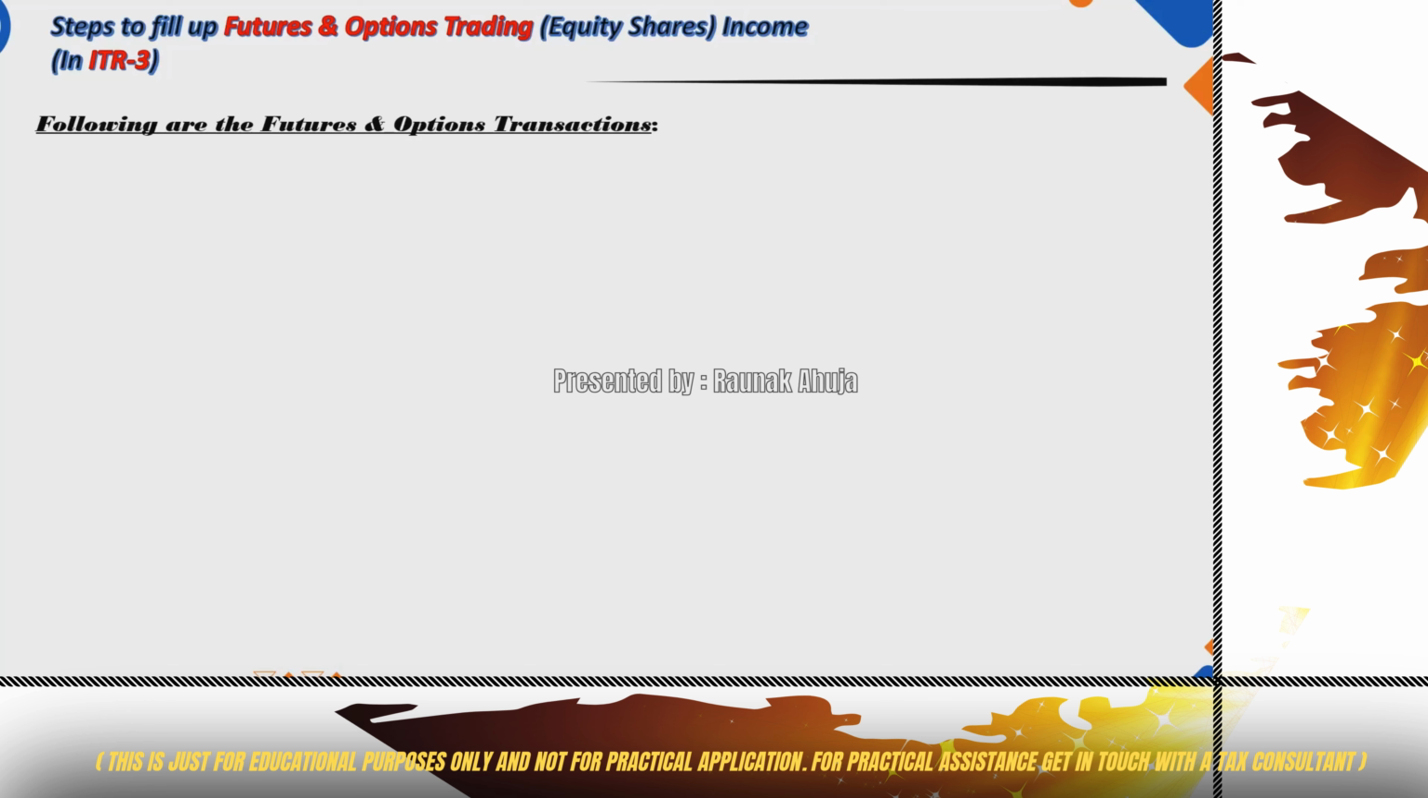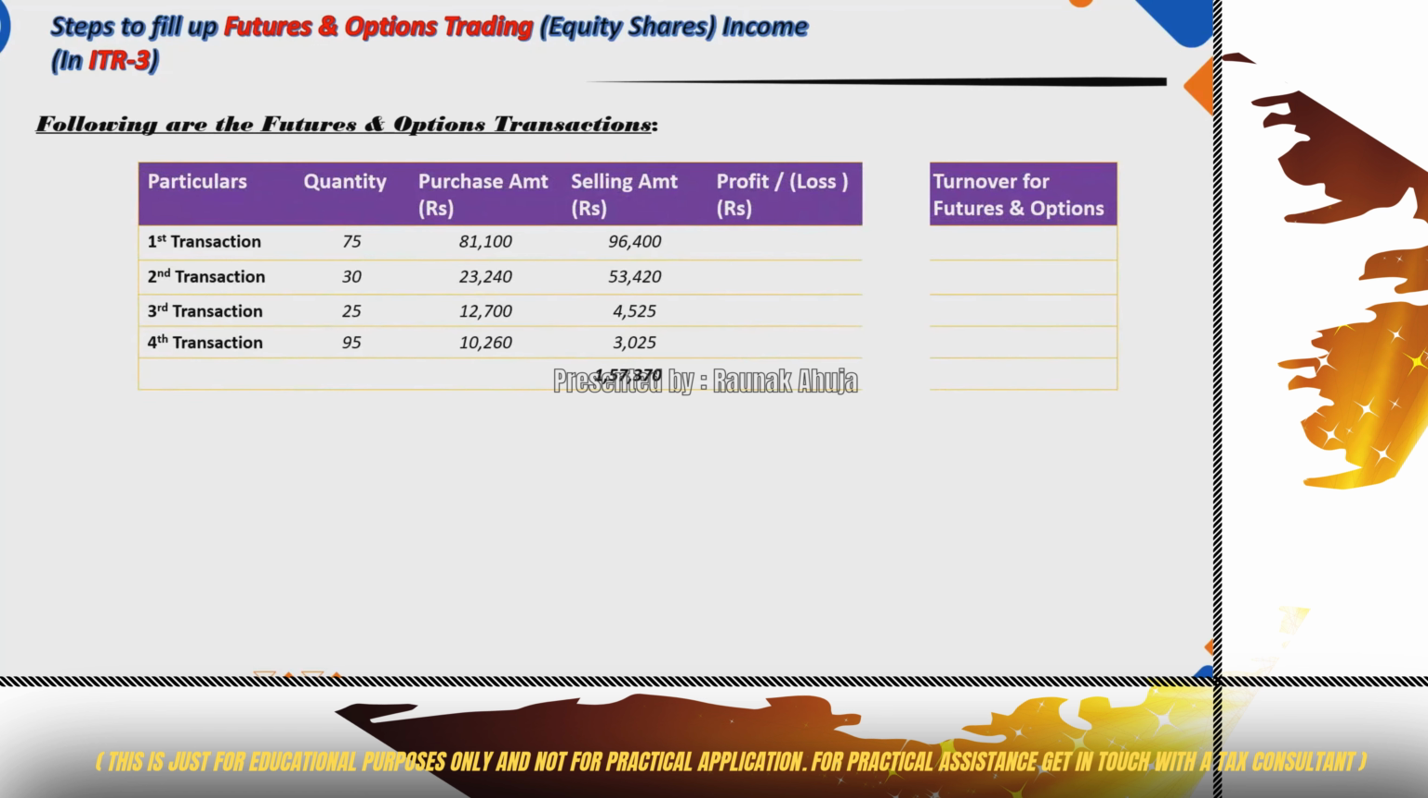Let's see what are the steps to fill up the futures and options income in your income tax return. That is ITR-3. So here are the details of the futures and options transactions entered into by the taxpayer during the financial year 24-25. The taxpayer has entered into 4 transactions of futures and options in equity shares. We are given the selling amount as well as the purchase amount of the FnO transactions. Now let's see what would be the first step in calculating the details.